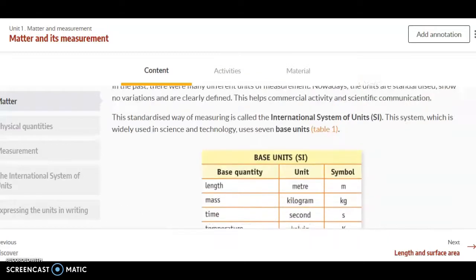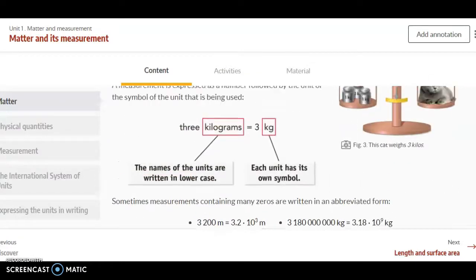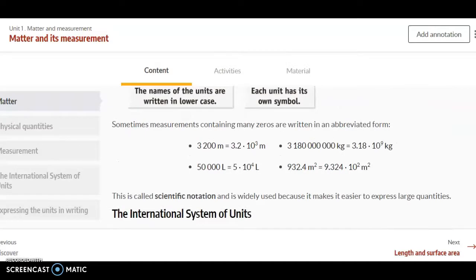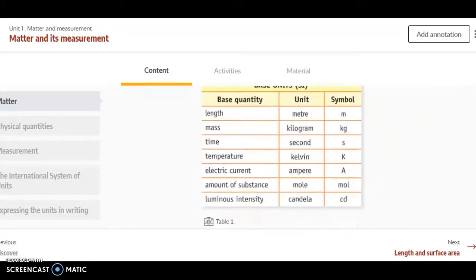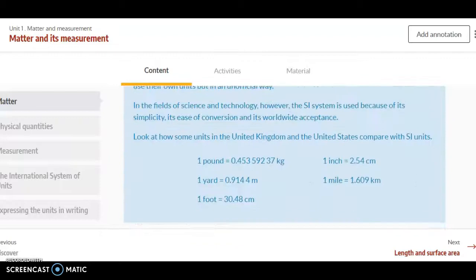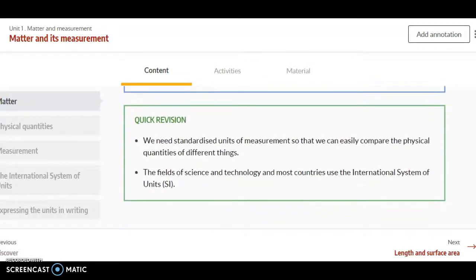Kelvin. I'm also going to ask about what scientific notation is. You don't have to do an exercise on scientific notation, but I will ask how it is used and what it is used for. And for this lesson, that would be it.